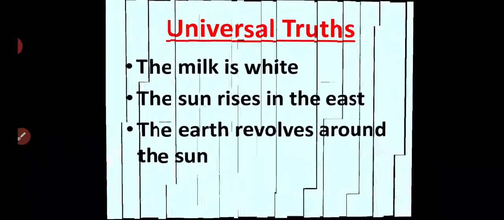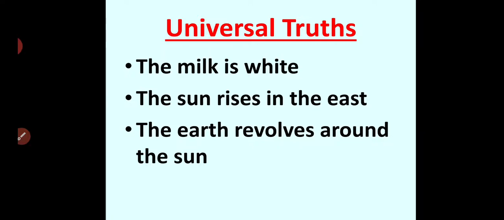Let us look into some universal truths. Before universal truths also we use the article the. The milk is white; we cannot change this, it is a universal truth. The milk cannot be black or green. Yes or no, my students? Second example: the sun rises in the east. Every day we see that. Third example: the earth revolves around the sun. These are universal truths that we cannot change. So before universal truths, definitely we have to use the definite article the.